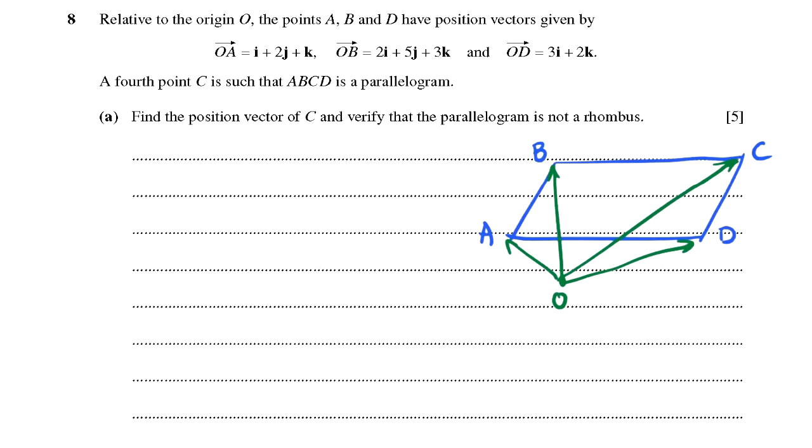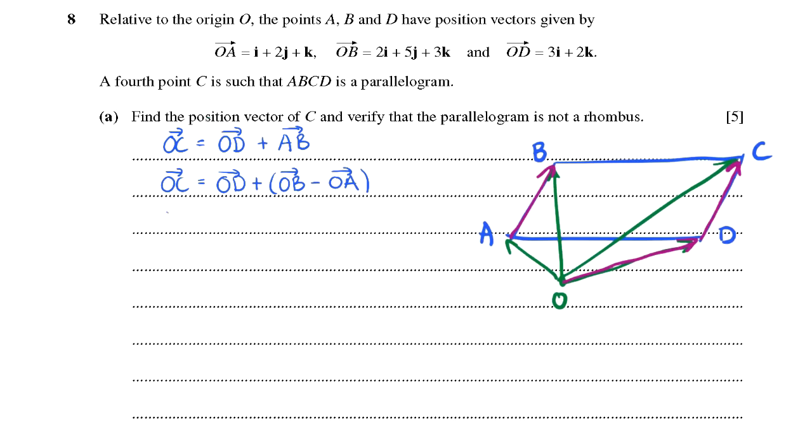Now to find OC on our diagram, we could do it in 2 ways. We could add OB to BC, and that will be OC. Or we could add OD to DC, and that also would be OC. Now DC, we don't know, but DC is the same vector as AB. So all we have to do to find OC is to add OD plus AB. And how do we find AB? Well, AB is OB minus OA. And right there, we've pretty much solved the first part of the question just by thinking.